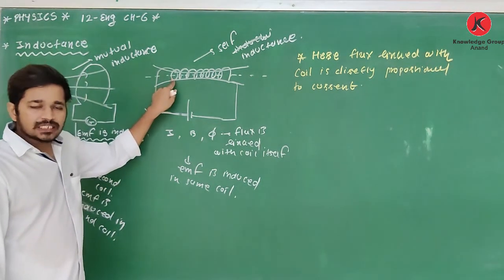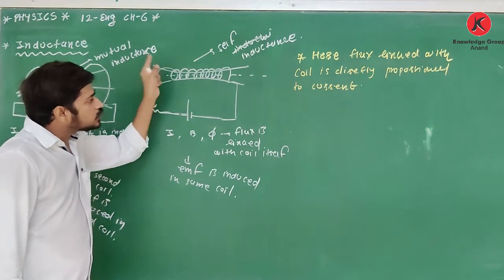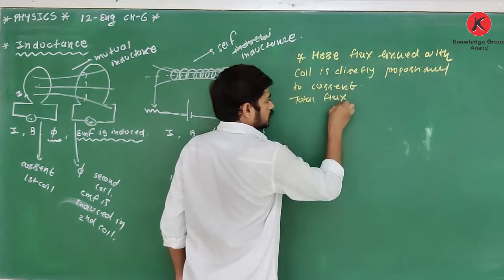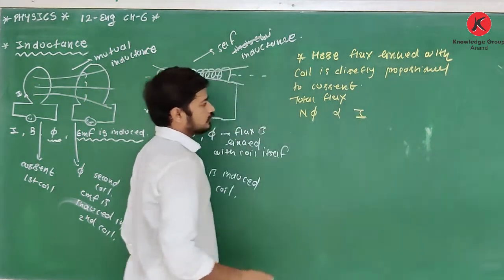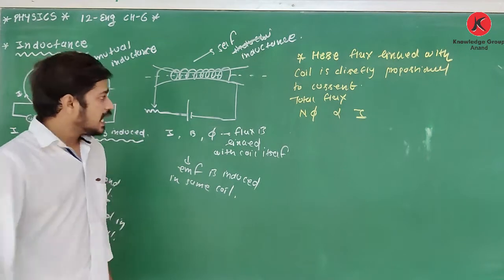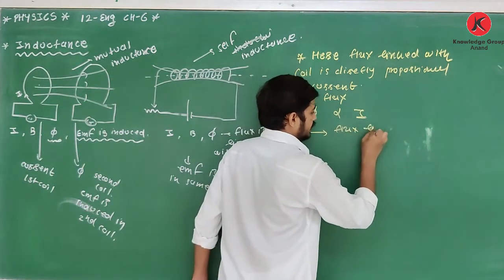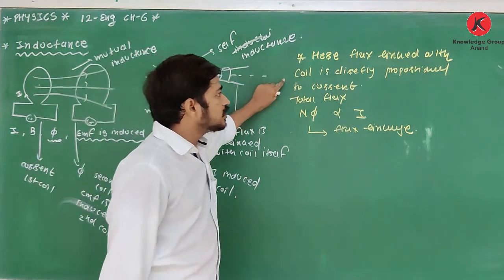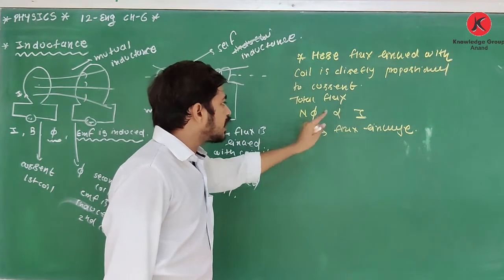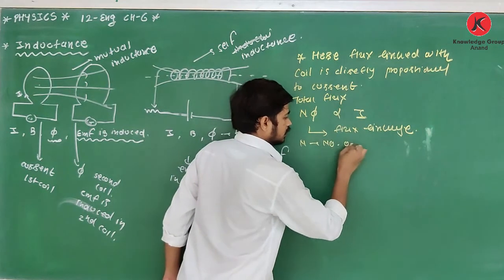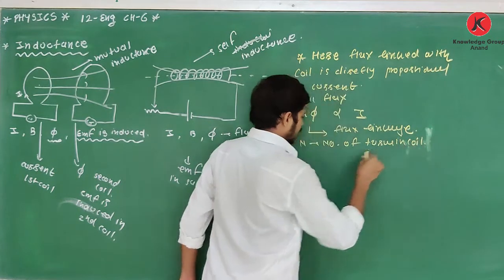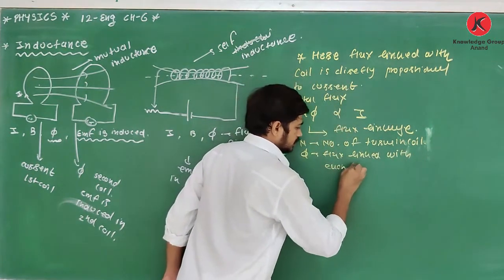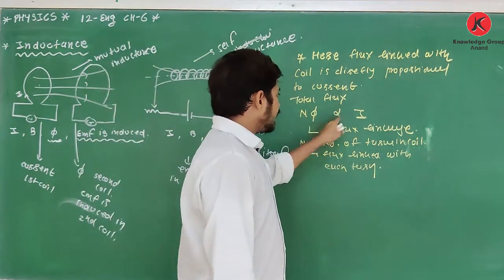If flux linked with one turn is phi, and we have total N turns in both cases, then the total flux N phi is directly proportional to current. Clear about this? And this N phi is called flux linkage. So flux linked with the coil is directly proportional to current, that is, total flux N phi is proportional to I, where N is the number of turns in the coil and phi is the flux linked with each turn.